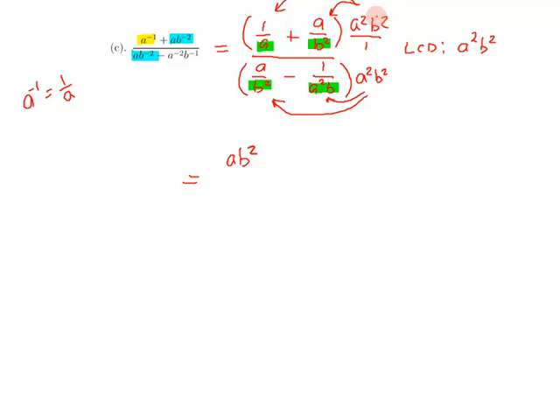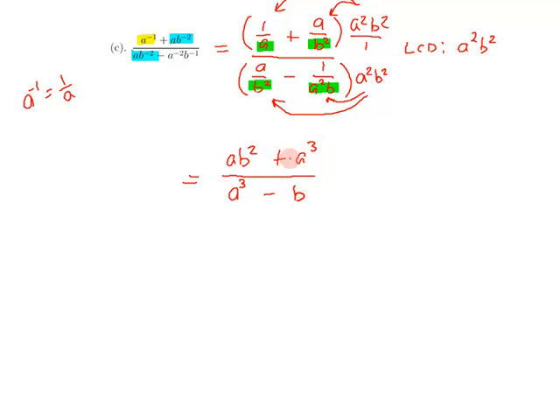Now when I take a squared b squared times a over b squared, the b squareds completely cancel out, and I'll have an a times a squared, which is plus a cubed. In the denominator, a squared times a over b squared, same thing happens as just happened in the numerator. The b squareds cancel. I'm left with a times a squared, which is a cubed, minus the a squareds cancel. The b cancels with one of these b's, and I'm left with just a single b.